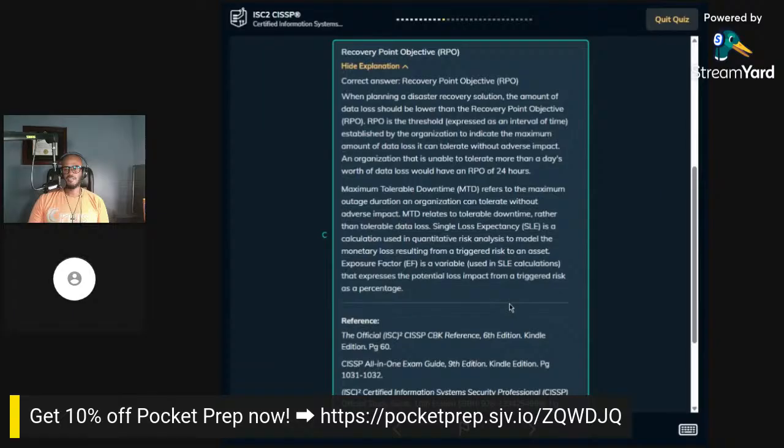So I'm planning a disaster recovery solution. The amount of data loss should be lower than the recovery point objective. So the RPO is the threshold expressed in an interval of time established by the organization to indicate the maximum amount of data loss it can tolerate without adverse impact. An organization that is unable to tolerate more than a day's worth of data loss should have an RPO of 24 hours. Because RPO is time.